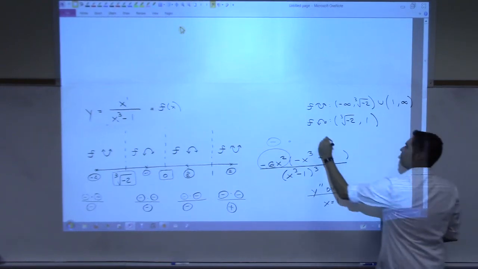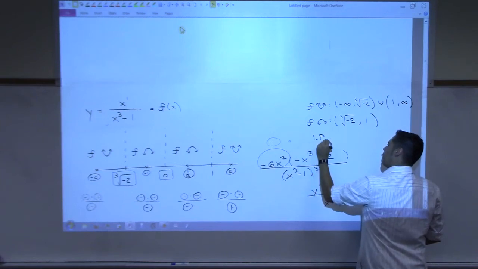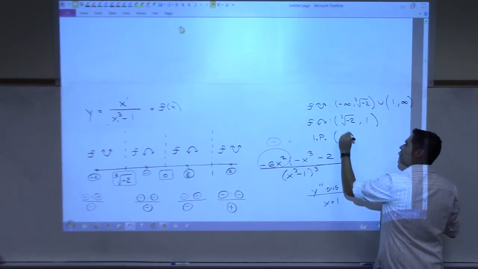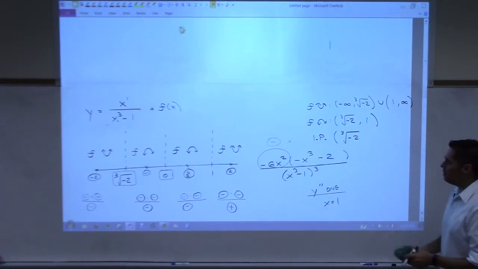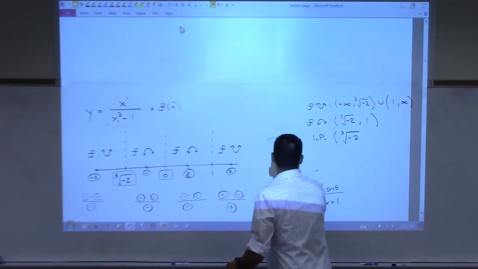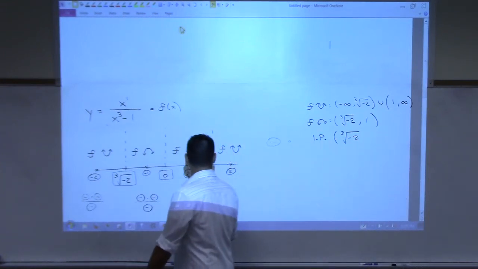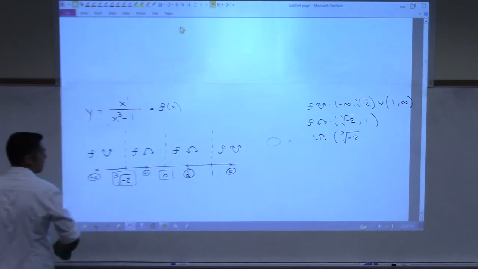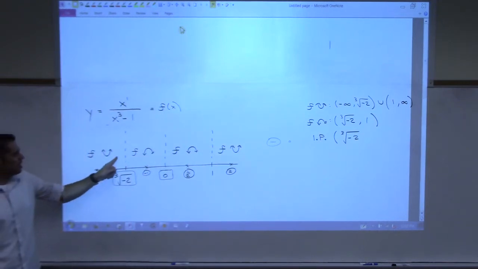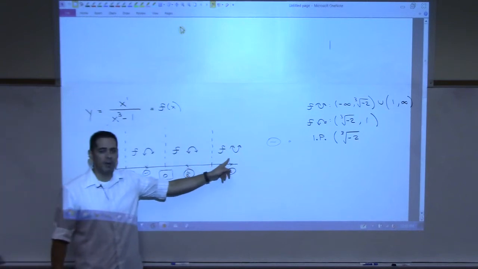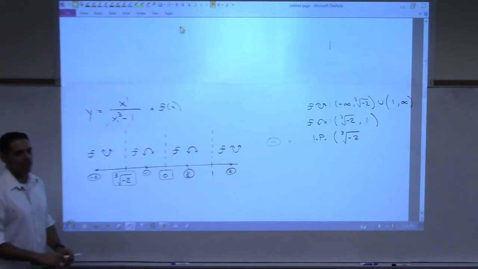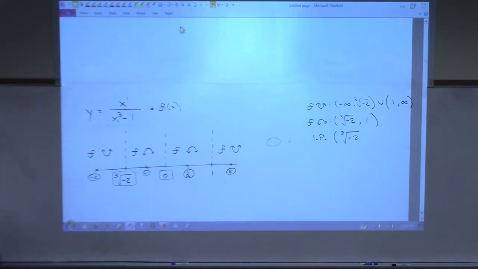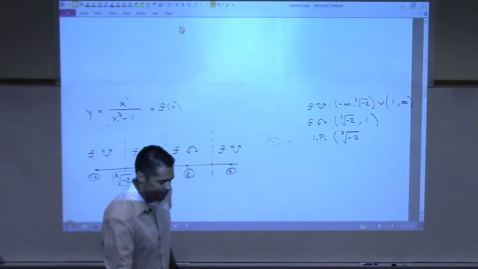Inflection point? Where is it happening? Cube root of negative 2, right? How many inflection points do I have? Just 1. Here it changes, but 1's not in the domain. So I only have 1 inflection point. It's this, and then plug that into the function.